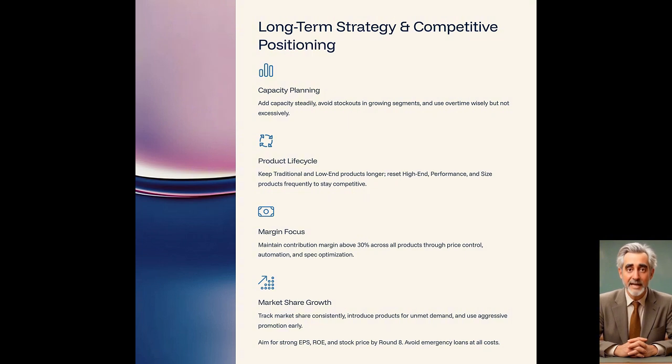Market share growth: your best benchmark is market share. Are you consistently gaining? Introduce new products where you see unmet demand. Use aggressive promo/sales in early rounds.